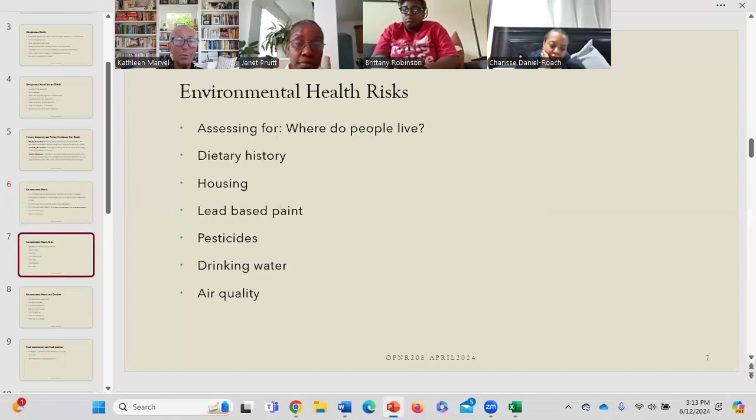How do you do an environmental risk assessment? What do you assess people for? Similar to occupational nursing. Where do you live? What do you eat? What's your housing situation? Do you live in older buildings? Are you exposed to pesticides? Is your drinking water safe? Is your air quality appropriate?